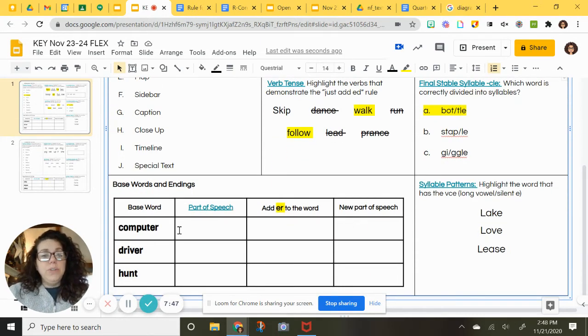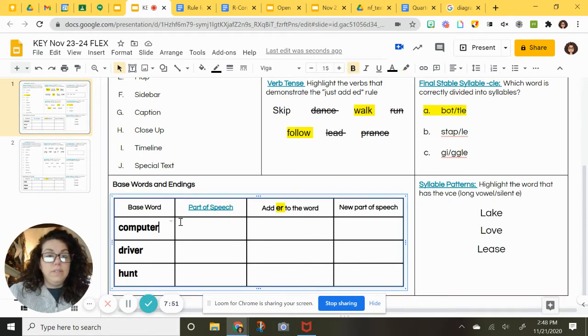Okay, here we're going to do the, oops, I just now realized that there's a problem here. I was supposed to take those letters off before I sent it out.